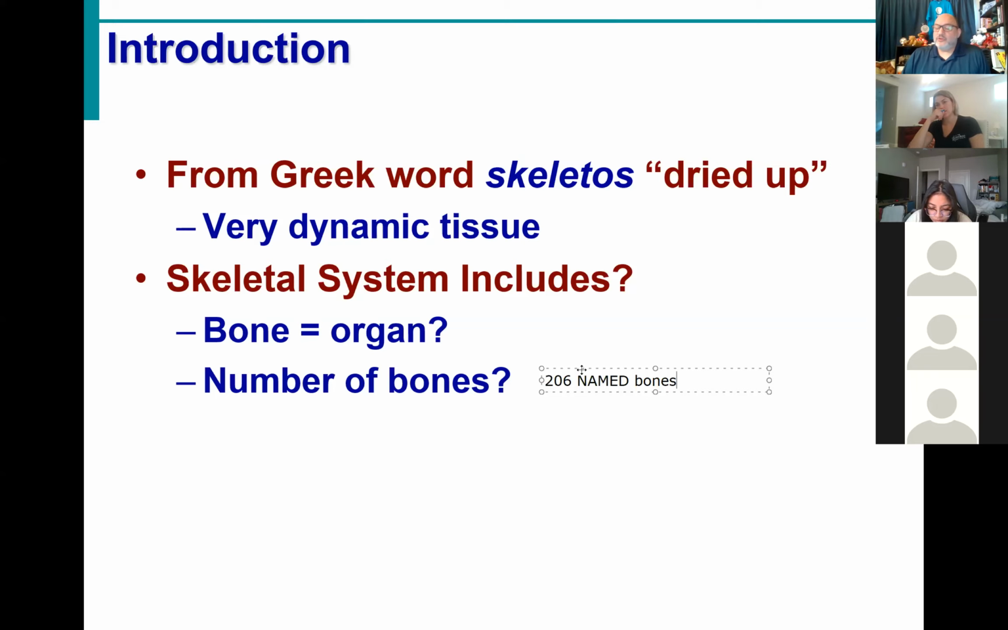But I will warn you that this is one of the more challenging sections in this format, because the bones are normally such a tactile section in this class. And unfortunately, unless you have some of these hidden in your closet, you're not going to be able to manipulate them in your hands. All right, but absolutely, 206 named bones, and we'll learn all of them. And of course, the study of bones is the field of osteology.